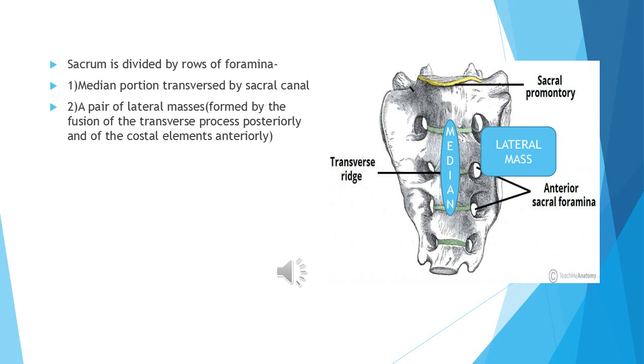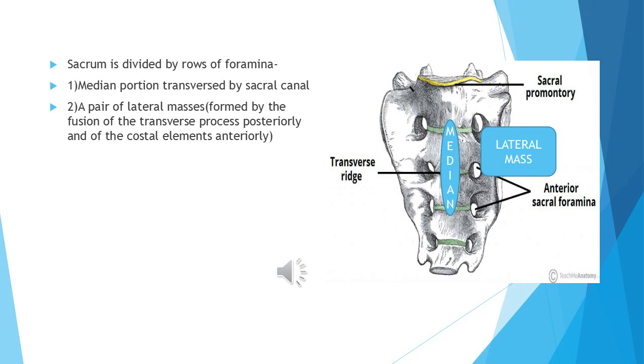The sacrum is divided by rows of foramina into two regions. One is the median portion and a pair of lateral masses on either side of this median portion. This median portion is traversed by the sacral canal, and the pair of lateral masses is formed by the fusion of the transverse process posteriorly and costal elements anteriorly.